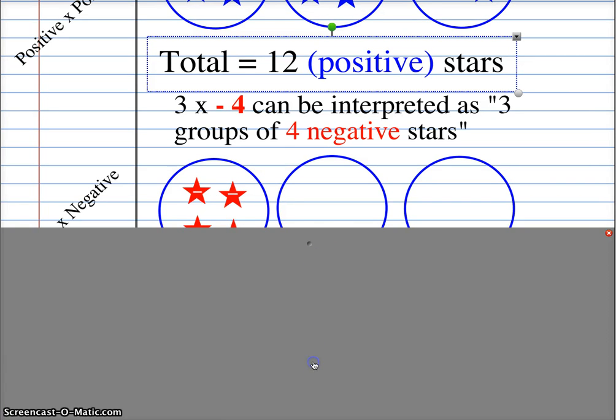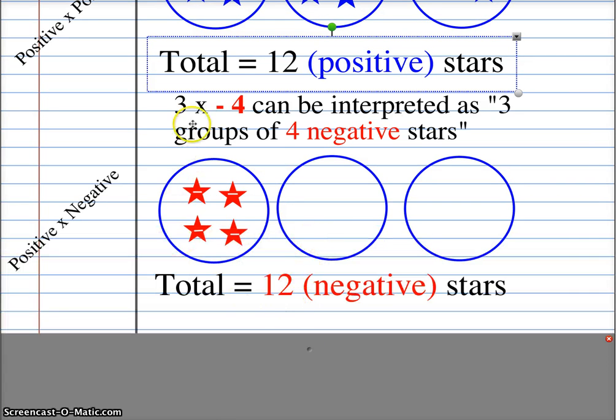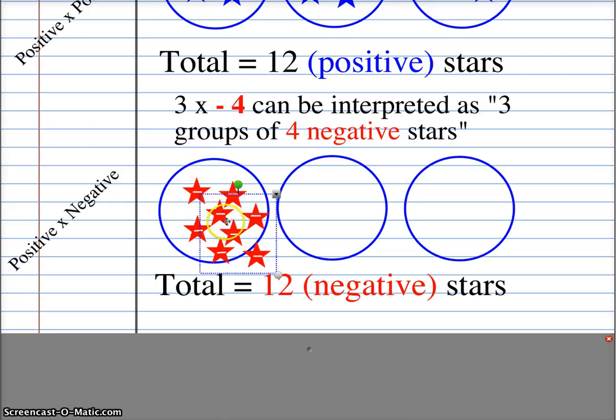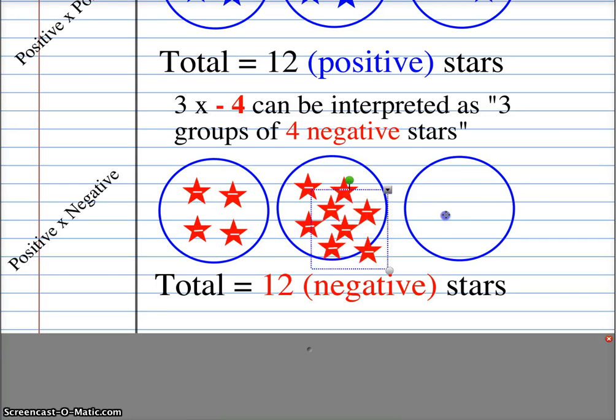Okay, so here I have 3 times negative 4. 3 times negative 4 can be interpreted as 3 groups of 4 negative stars. Okay, I left my groups positive, blue like they were earlier. And in each group, I changed it. Instead of having 4 positive stars, I have 4 negative stars. So I have 3 positive groups, and 4 negative stars in each group. Okay, so altogether, I have 12 negative stars.